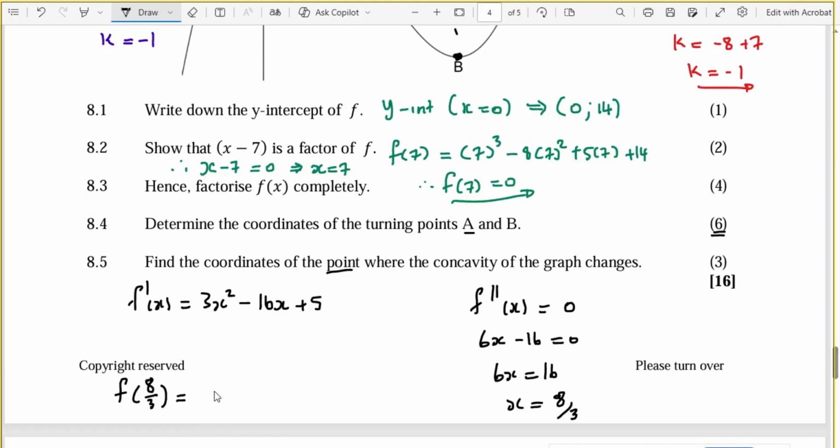So this will be x, which is 8 over 3 to the power 3. Then we're going to minus 8x squared. Then we add 5 into 8 over 3. Then we add 40. That's going to give us negative 286 over 27.